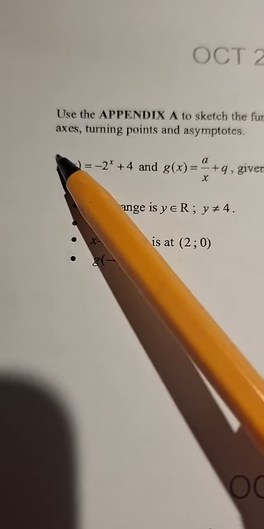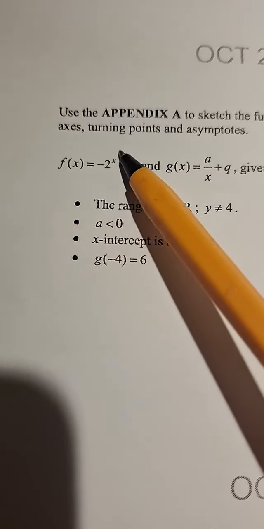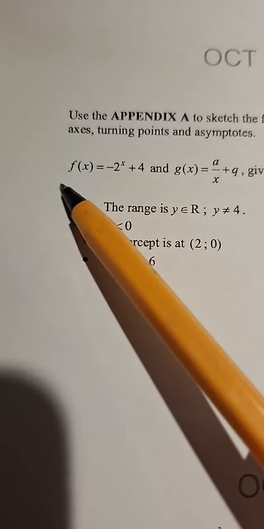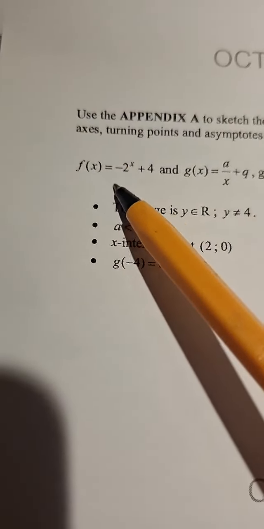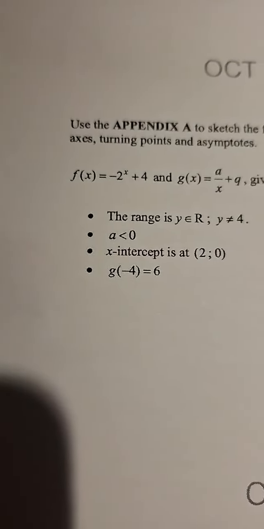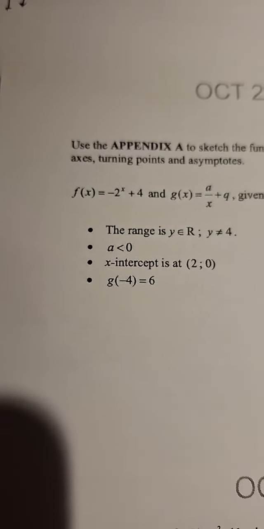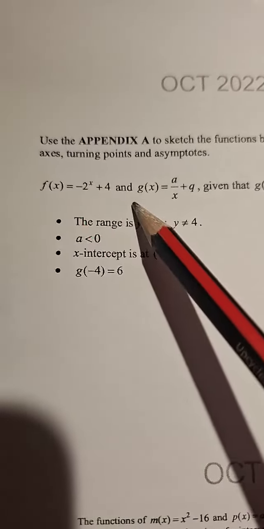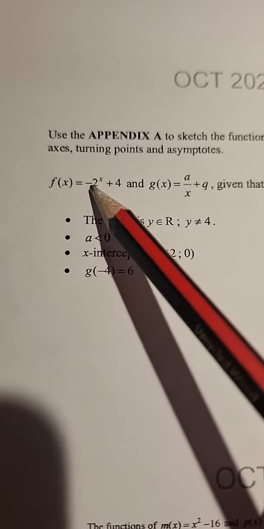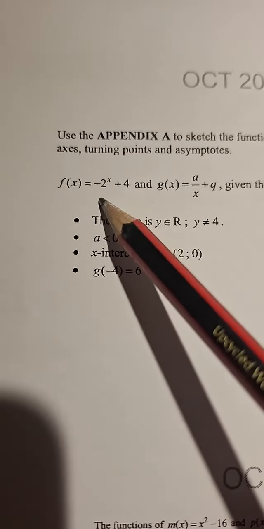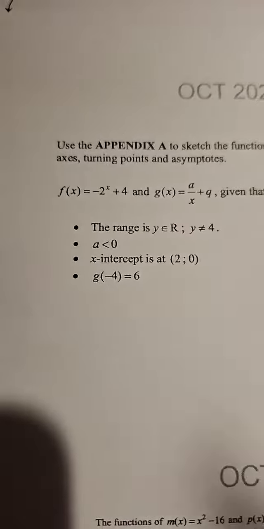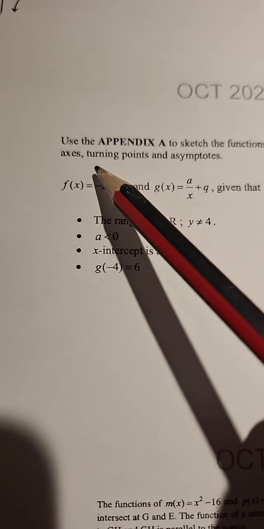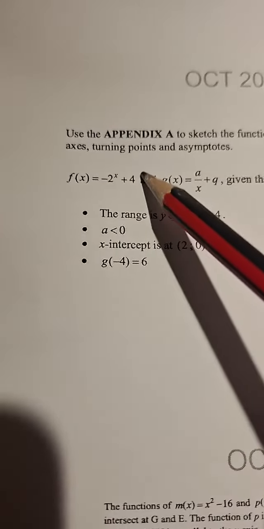So f of x, guys, if you look at this function, what type of function is it? f of x is equal to negative 2 to the power x plus 4. Do we all know the form of this function and which function it points to? Because that's very important. Identification of a function is very important. You need to look at the form of a function and then be able to identify what type it is. So yes, this is an exponential function. If you are grade 10, you should know that this is an exponential function.